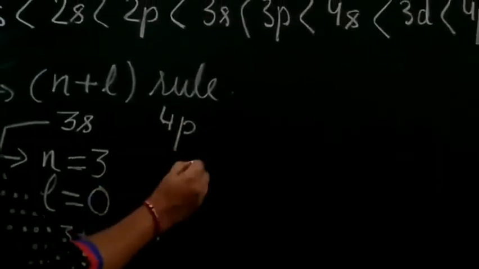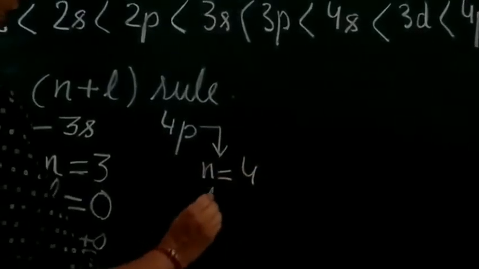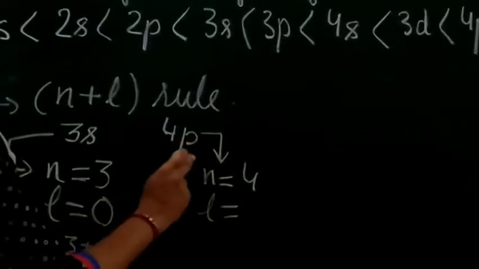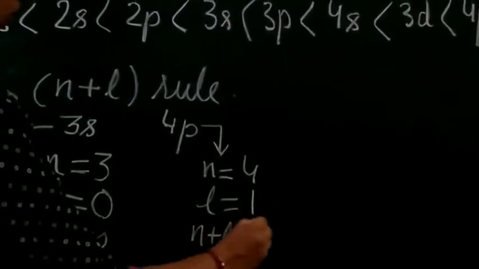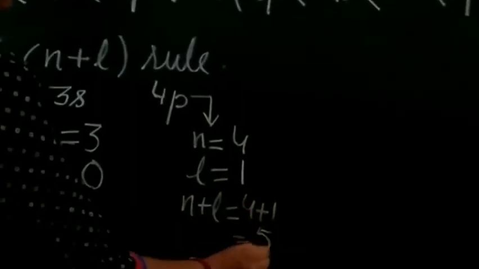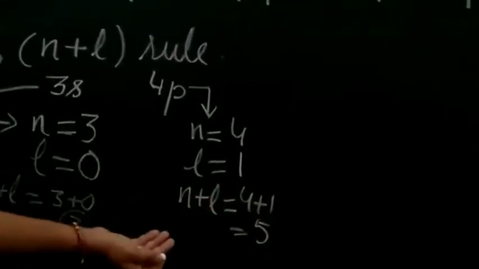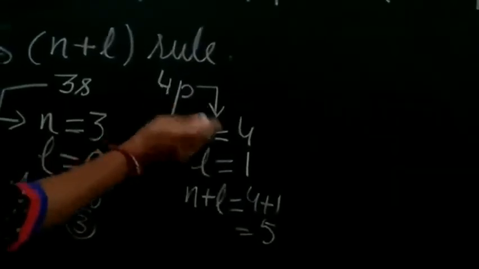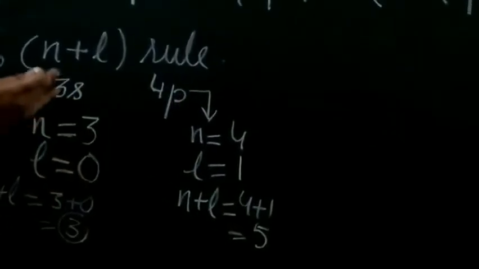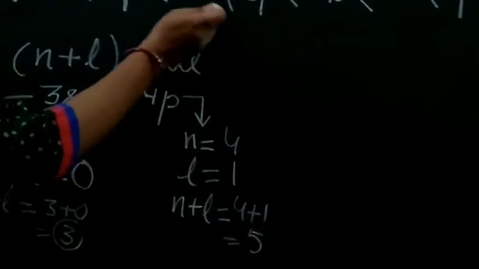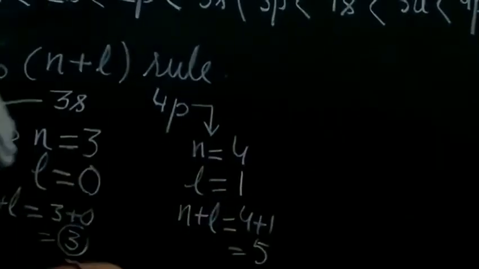Now let us do it for 4p. For 4p, what is the value of n? It is 4. And what is the value of l? P is designated by 1. So what will be the n plus l value? It will be 4 plus 1, that is equal to 5. Now from here you can compare whose n plus l value is more. The n plus l value is more for the 4p subshell. So definitely its energy will be more, and 3s will have the lower energy. And you can see from the diagram also that 3s has lower energy compared to 4p.